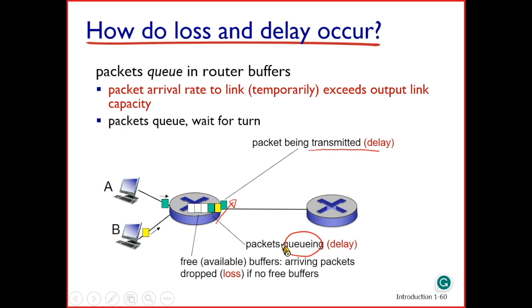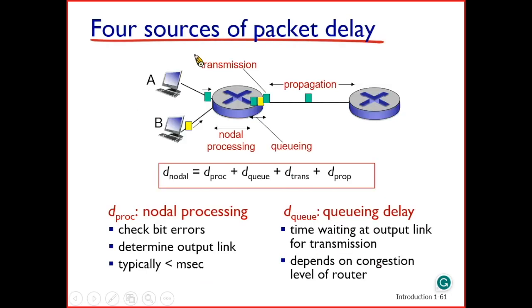Well, in fact, we have others. If we have free or available buffers, of course, the packet won't be dropped. However, if we don't have free buffers, then the packet will be dropped. So this is where we have loss. And it is not only the transmission delay and the queuing delay, we still have others.